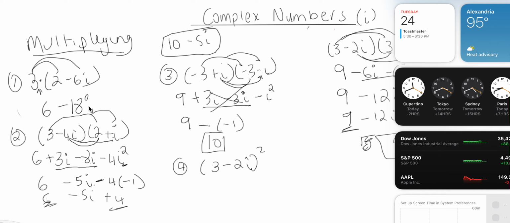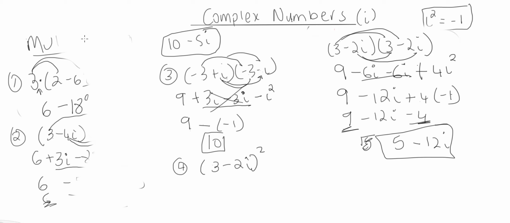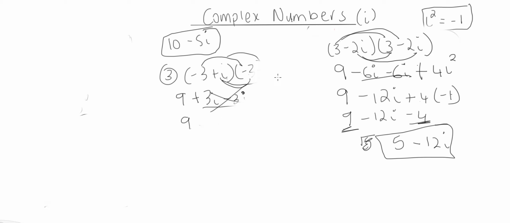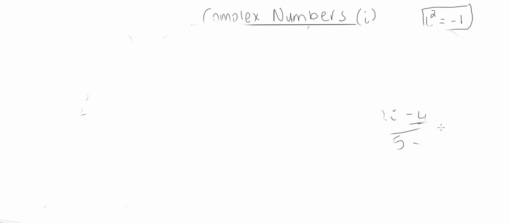So now we've done adding, subtracting, and multiplying, I'm sorry. Next we will do dividing. All right, so dividing complex numbers. The main thing with this is you do not want an i in the denominator. We are going to use what we call the conjugate to make it to where there is no i in the denominator. So what does that mean?